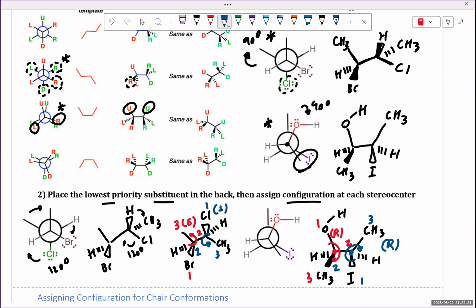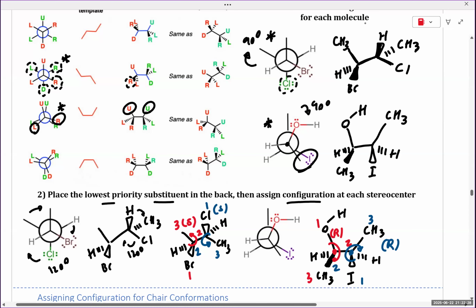I find for Newman projections, if you make a model and rotate the model so the hydrogens are in the back, you can often get to the correct view without as much pen and paper manipulation.